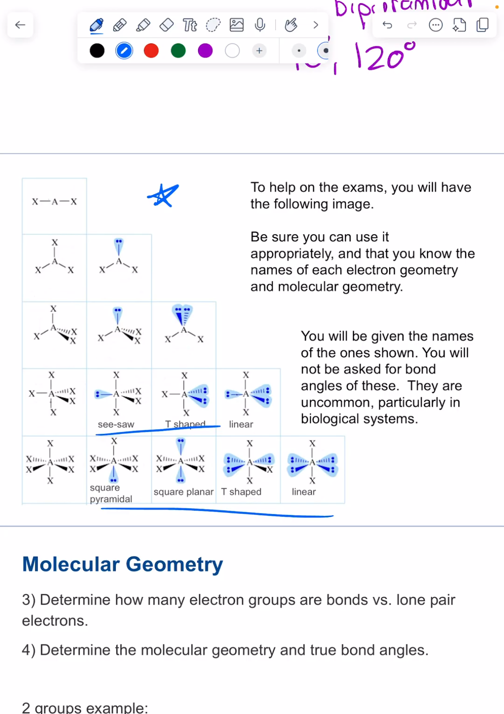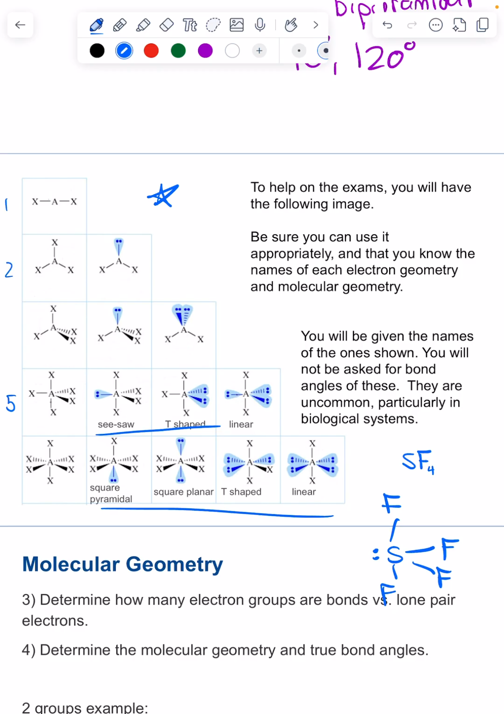So know how to interpret this table. For example, if I had, let's see, I think it was SF4. So SF4 looks like this. It's got a lone pair and then the 4 fluorines coming off of it. So it has a total of 5 groups. So I'm going to go to row 5.